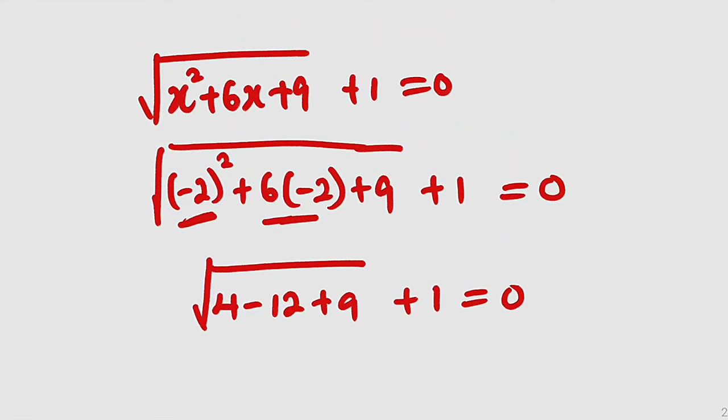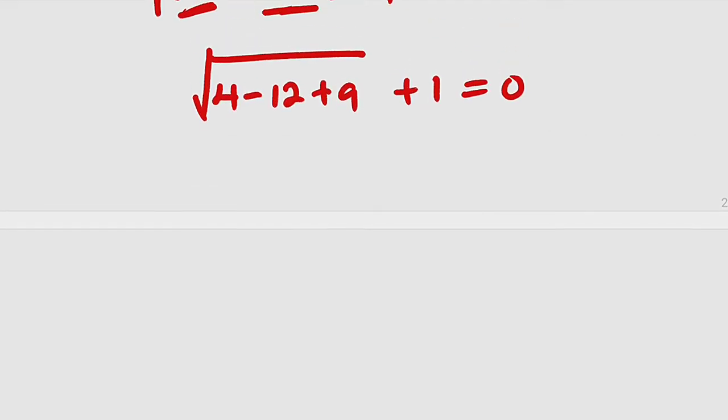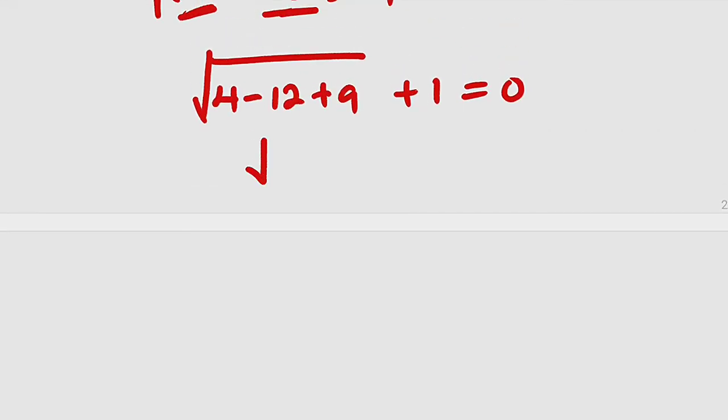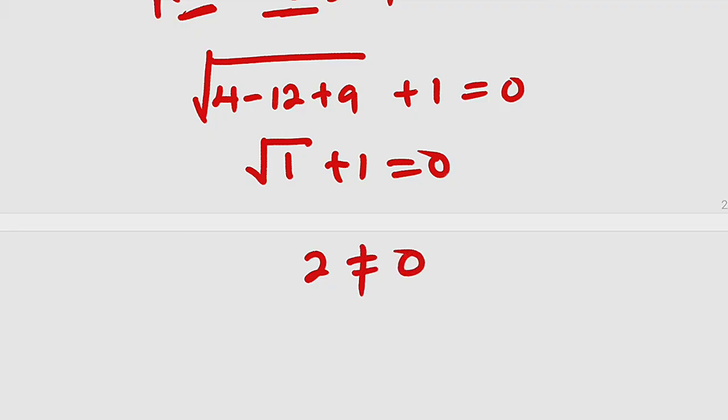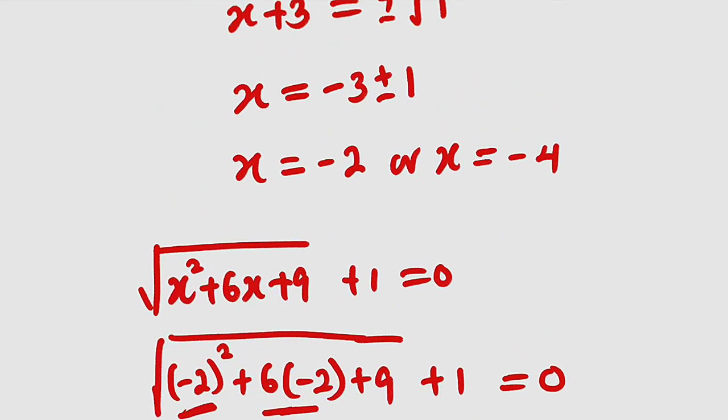All right, let's find out. 4 minus 12 is negative 8, and negative 8 plus 9 is positive 1. So we have only 1 under the square root. The square root of 1 is 1, and we have another 1, which is equal to 2. And 2 is not equal to 0. Hence, negative 2 will not satisfy.